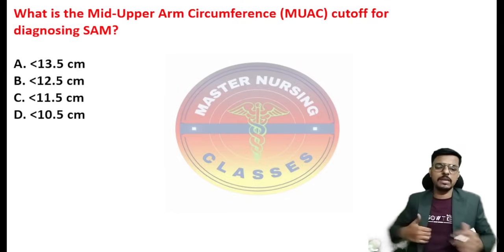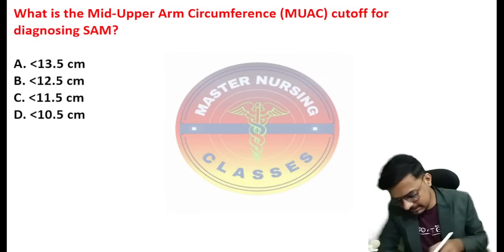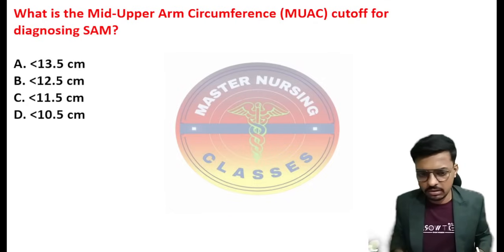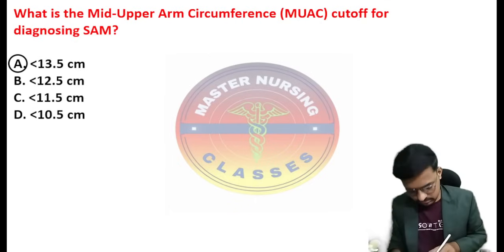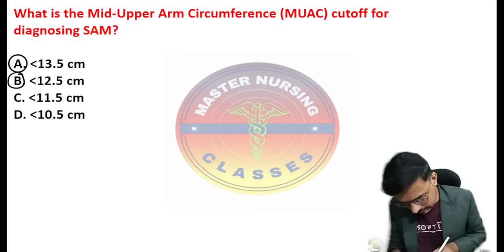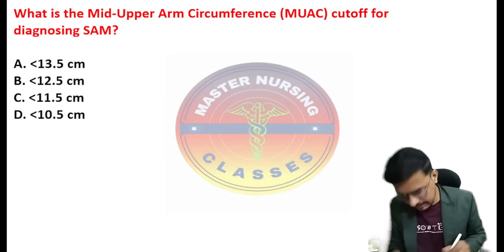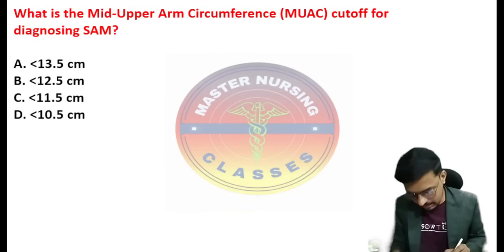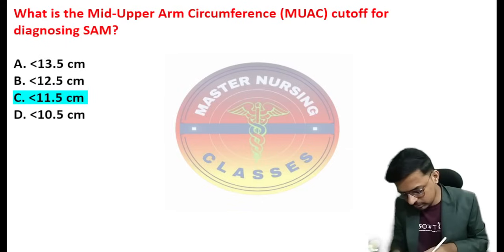According to the mid upper arm circumference cutoff for diagnosing the SAM, what is the correct answer? Option A, less than 13.5 centimeter, option B, less than 12.5 centimeter, option C, less than 11.5 centimeter, option D, less than 10.5 centimeter. What is the correct answer? When we diagnose severe acute malnutrition, if the mid upper arm circumference is less than 11.5 centimeter, we call this the SAM.